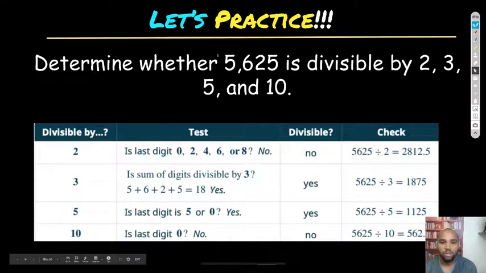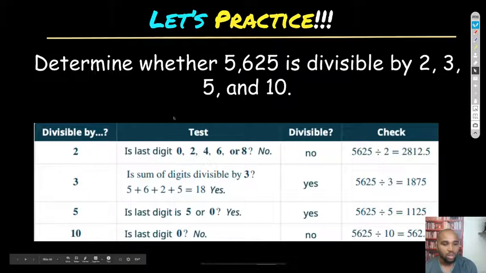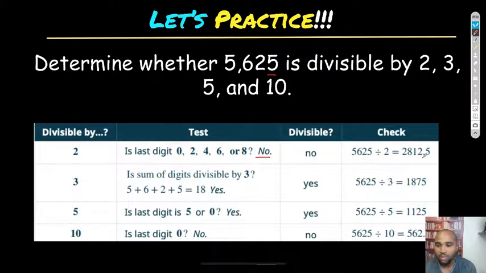Determine if this number is divisible by 2, 3, 5, and 10. So let's check and see if this is divisible. First, we look at our 2. We need a 0, 2, 4, 6 on the end, and we do not. We have a 5, so it's not divisible. And when you check it, you see you have a decimal remaining, so this is not divisible by 2. If it were, we would have had a nice whole number without any decimals, but this is not divisible.